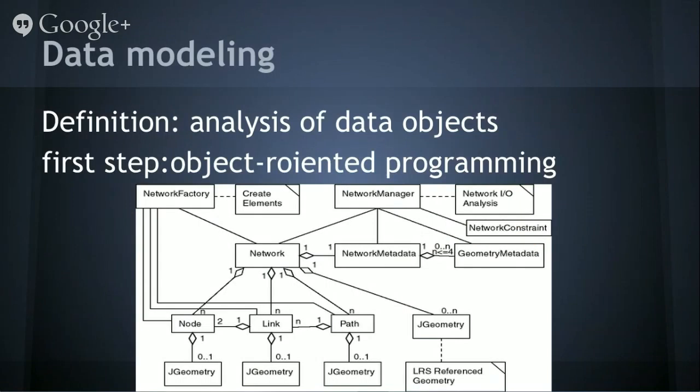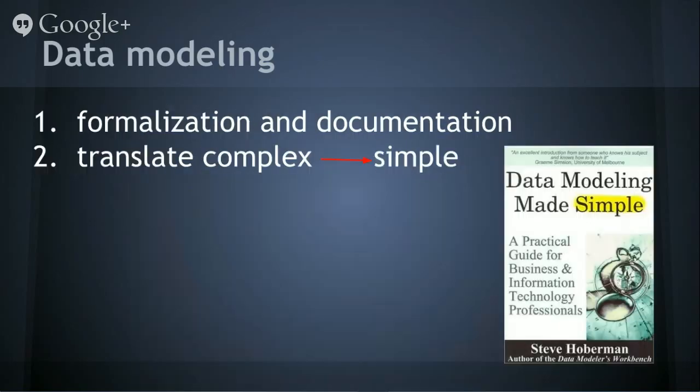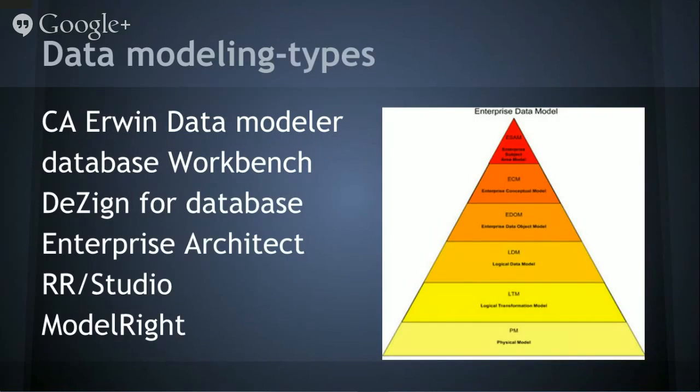For data modeling, it is the analysis of data objects that are used in a business or other contexts, and the relationships among these data objects. It is the first step to do object-oriented programming. In addition, data modeling is a formalization and documentation of existing processes and events that occur during application software design. The techniques of data modeling can translate a complex system to an easy one. Moreover, data modeling has different types.